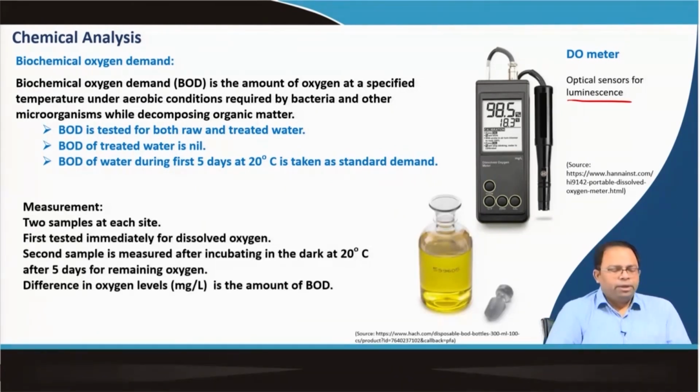So as I was telling you, we take 2 samples at each site. One is immediately tested for the dissolved oxygen, and the second sample is kept in the dark at 20 degrees centigrade, and after 5 days we test it for the remaining oxygen or the DO values. The difference in the oxygen level in these 2 tests gives us the amount of BOD in milligrams per liter. So if the first sample result was 10 and the next result was something else, we take the difference between these 2, and that gives us the biological oxygen demand for this particular sample.